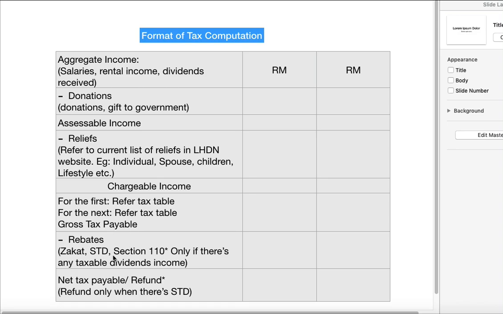And then minus rebates such as zakat, STD. STD ni stand for scheduler tax deduction, STD. And then sometimes ada juga dia guna term MTD, monthly tax deduction.